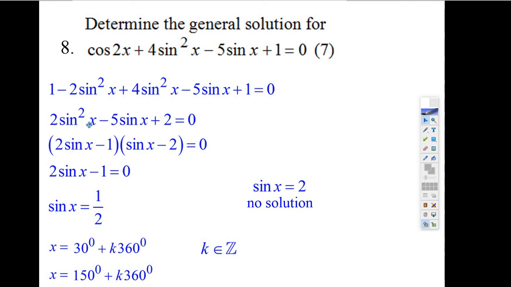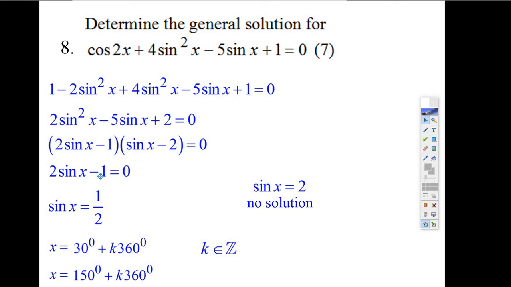Okay, now like I said, you could put 2, minus 5 and 2 in the quadratic formula, and you'll get these two answers out. But it's easy just to put 2 sine x and sine x to give you 2 sine squared x. We need minus 5 here, and we need a positive here, so it must be minus 2 times 2 to give me minus 4 sine x. Minus 1 times this sine x is another minus. There's your minus 5 sine x. Minus 1 times minus 2, that's giving me the plus 2.